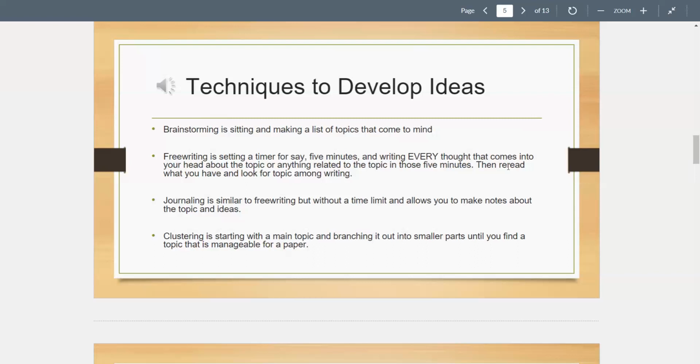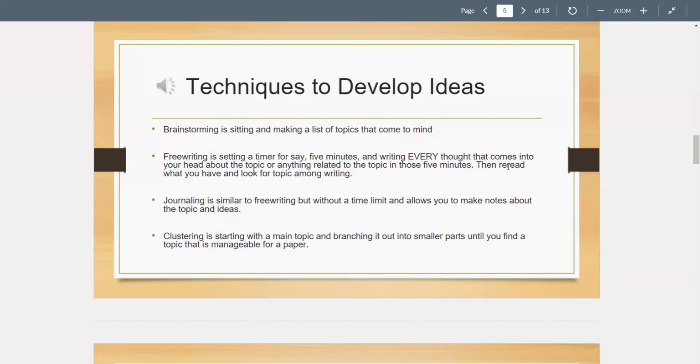Journaling is very similar to free writing, but you don't have that time limit, which can give too much pressure sometimes to think about, like, oh my God, here's a topic. What do I actually know about it? Oh my God, the timer's going off. So it allows you to make notes about the topic and the ideas just without the pressure of the timing.